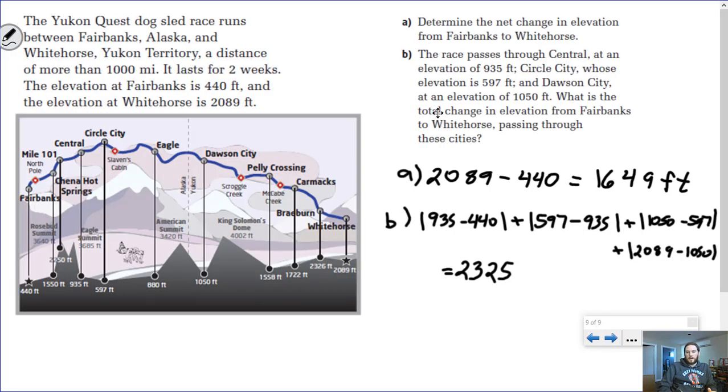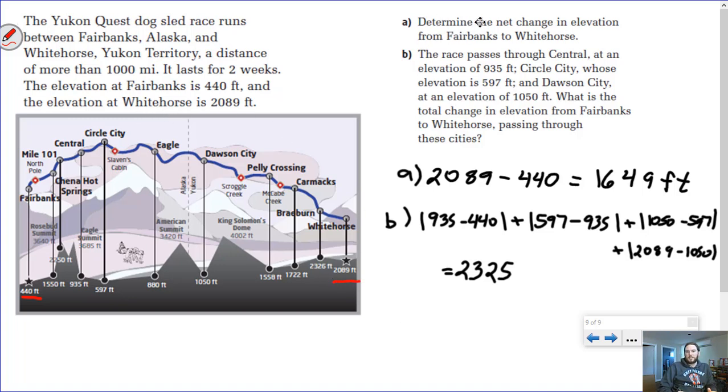Alright, and the third question, the word problem. So, the Yukon Quest dog sled race runs between Fairbanks, Alaska and Whitehorse, Yukon Territory, a distance of more than 1,000 miles. It lasts for 2 weeks. The elevation of Fairbanks is 440 feet, so that's this one down here. Right here's Fairbanks down here. And the elevation of Whitehorse is 2,089, so that's this one here.